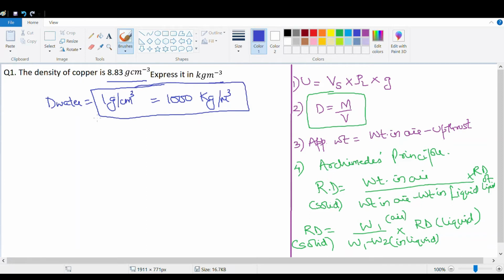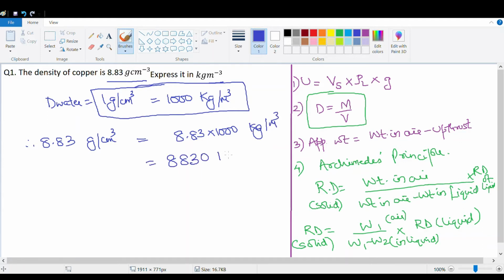So that's the conversion. Therefore 8.83 gram per centimeter cube will be equal to, basic unitary method, 8.83 into 1000 kilogram per meter cube, which is equal to 8830 kilogram per meter cube. So the density in SI unit would be 8830 kilogram per meter cube. Let's look at the next question. This one was very simple.